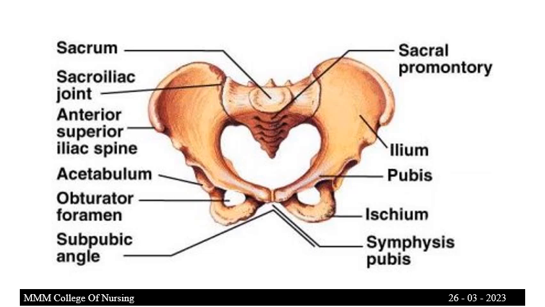This is the suprapubic angle, which is formed by the two inferior rami of the pubic bone and the symphysis pubis. Then the ischium, the pubic bone, and the ilium, the large flared bone present in the pelvis. The sacrum is a wedge-shaped bone, and in front there is a bony projection called the sacral promontory. So these are some of the landmarks present in the pelvic bone.